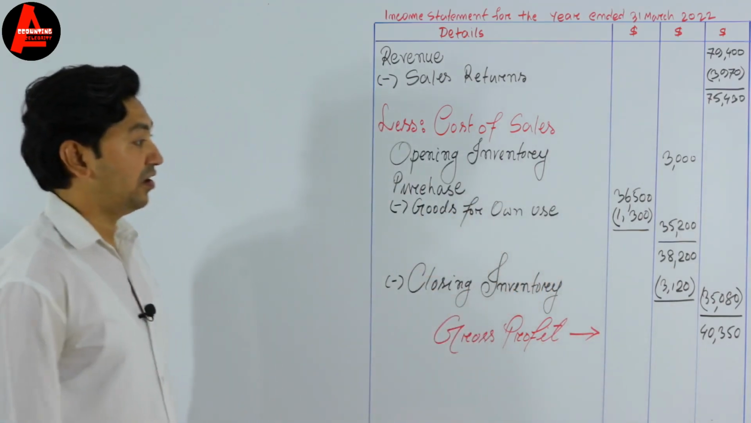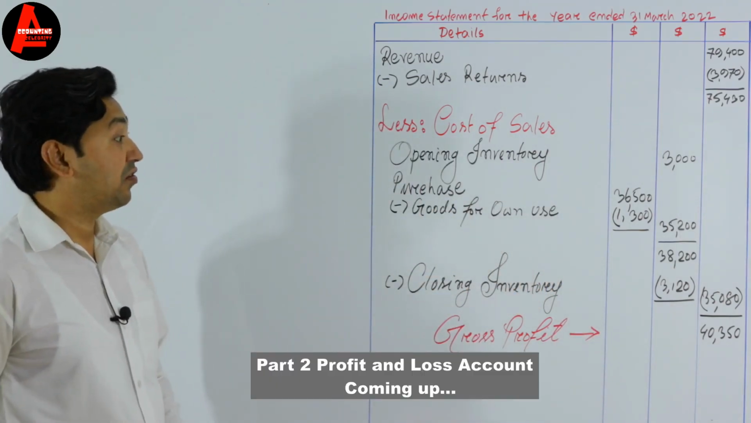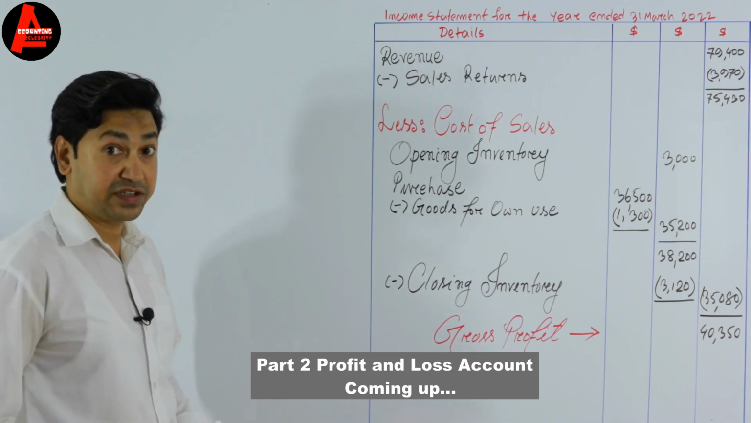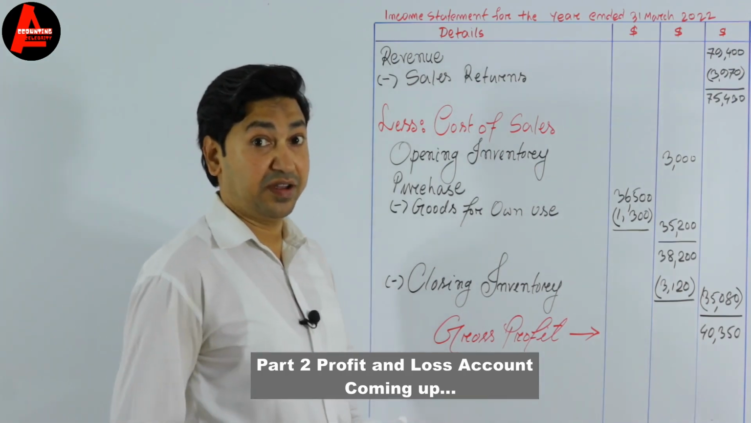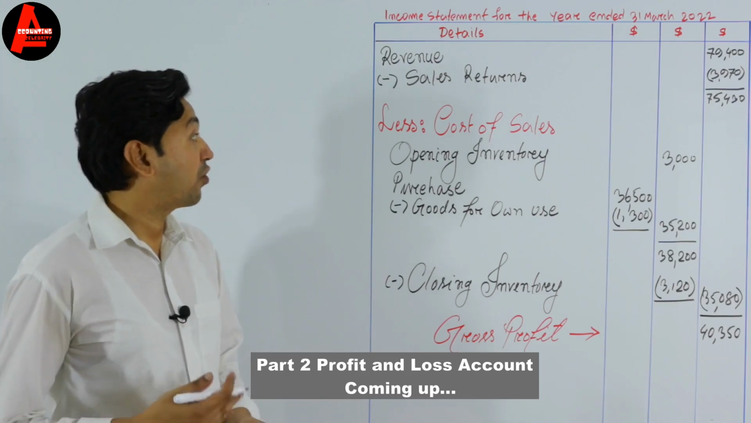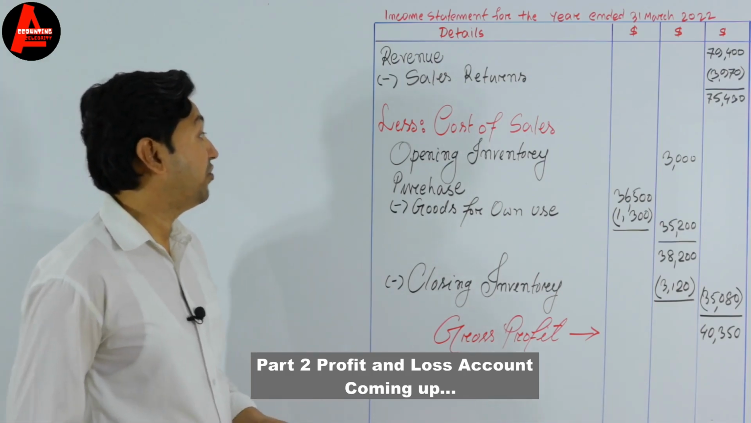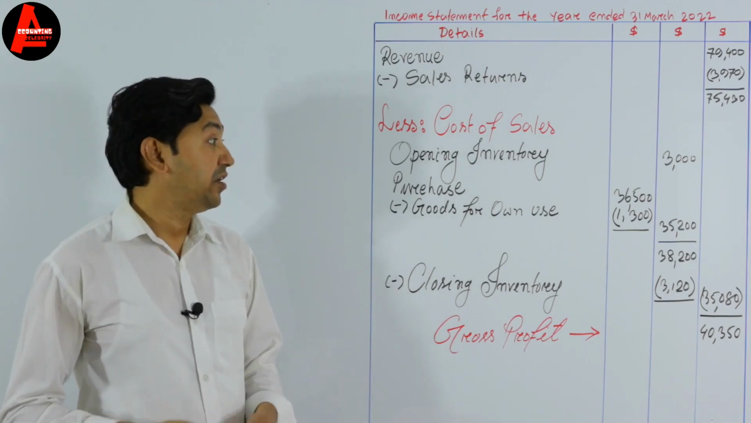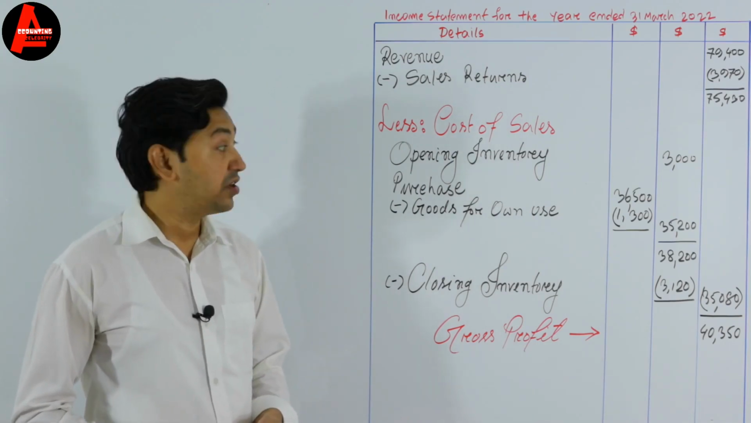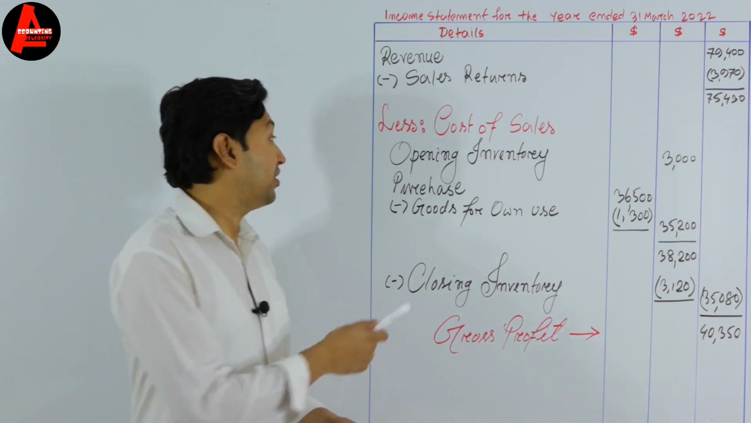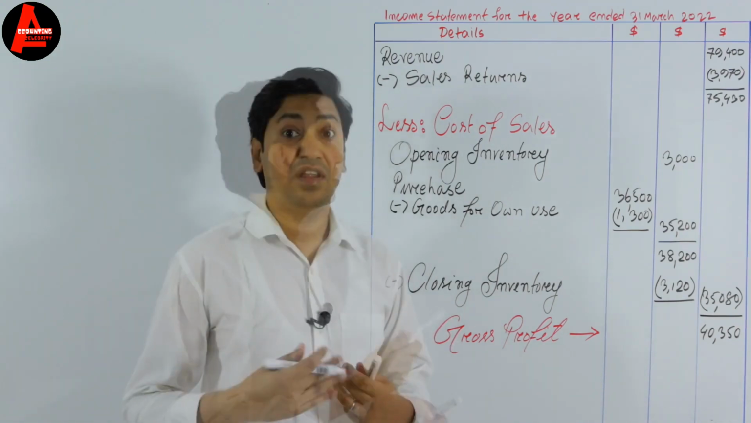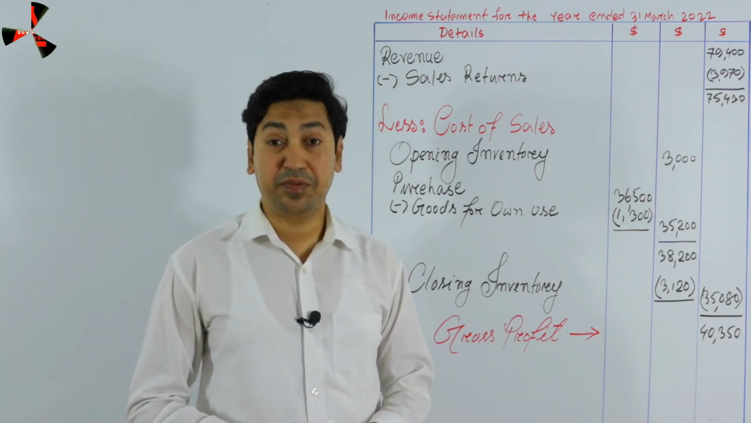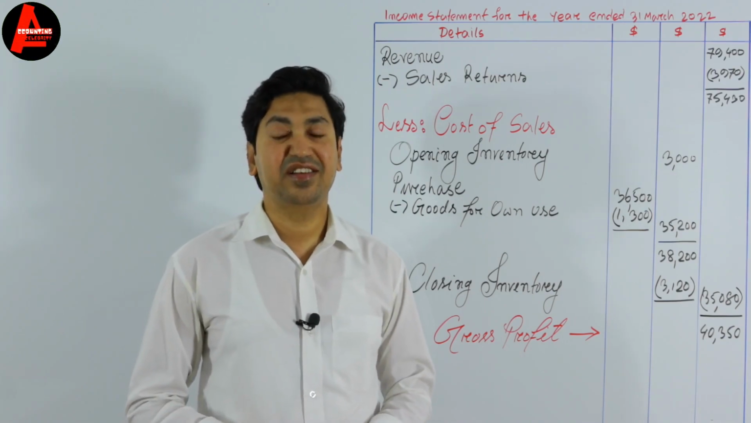This is how you need to calculate gross profit in the first section of the income statement. Here you may have more adjustments. If you have purchase returns, you need to subtract them from the purchases. If you have carriage inwards, you need to add it to the purchases here. In the next part, I'll show you how to prepare the profit and loss account section.